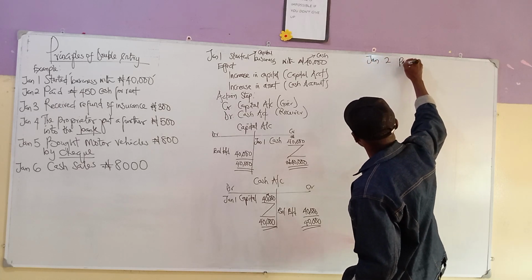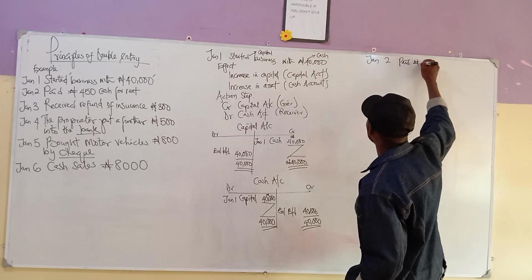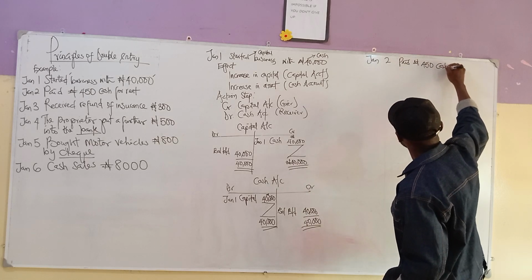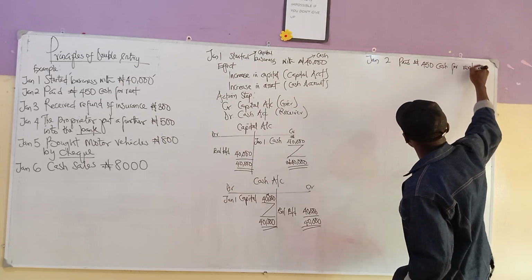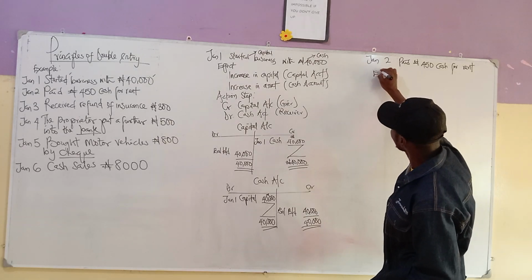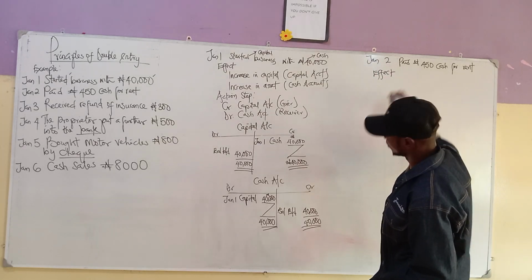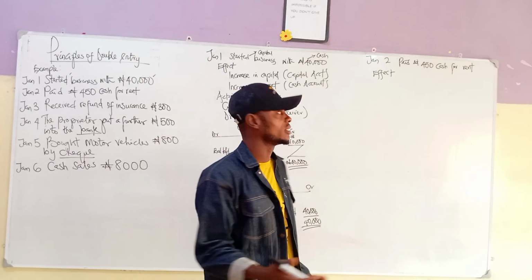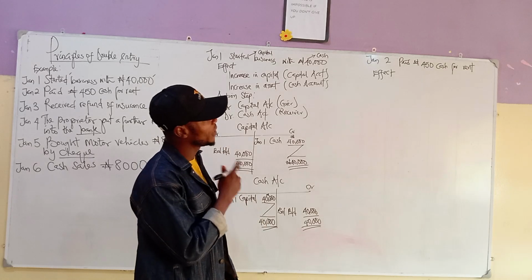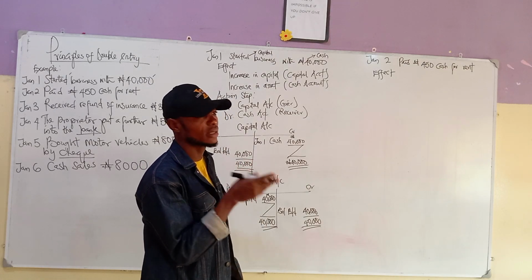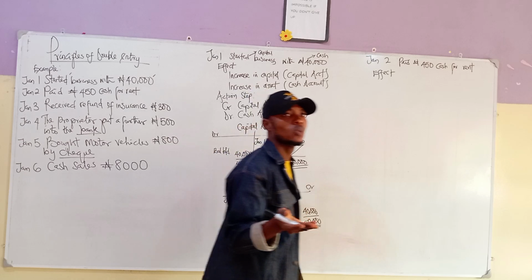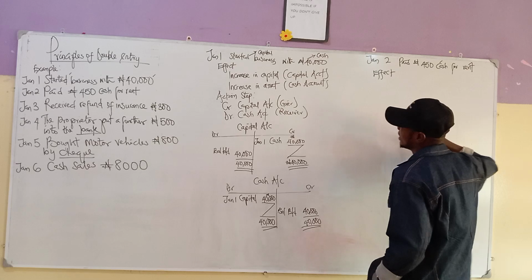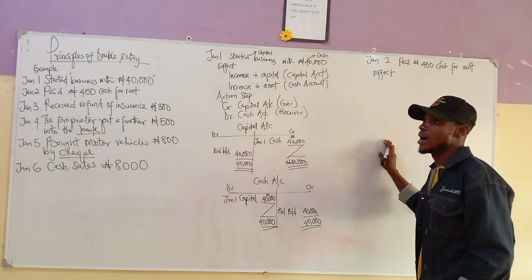It said paid 450 naira cash for rent. Now, looking at this, anytime you see paid or purchase, just know that it's an expense, meaning that money is leaving the organization, right? Good. Now, it said paid 450 naira cash for rent. There are two things involved. One, what was leaving? We have cash, and then we have rent. These are the two ledgers that we are posting.